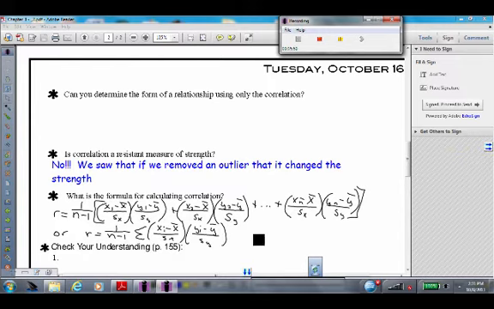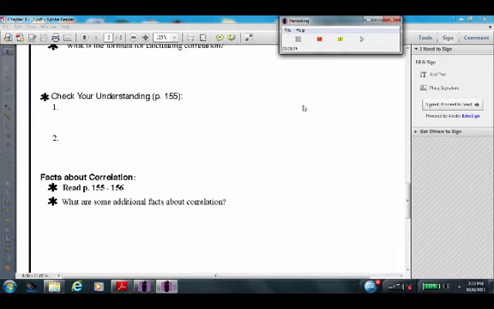It's a pretty complex formula, but fortunately we can find R using our calculators. Also, this formula is on your AP sheet, on that formula sheet for AP exams. So that's a good thing too. You don't have to memorize it. Now would be a good time to stop and check your understanding on page 154 and 155.